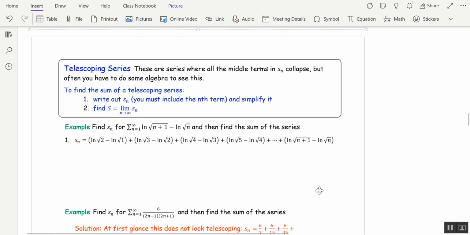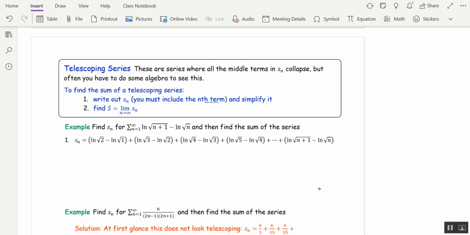Telescoping series. Telescoping series are not geometric. They're telescoping, and you'll see why they're called telescoping in a moment. But if you want to find the sum of a telescoping series, what you're going to do is write out Sn. You have to include the nth term, and you're going to simplify it. All the middle terms will cancel. Then you're going to find the limit as n goes to infinity of Sn. That limit will be the sum of your series, if it exists.